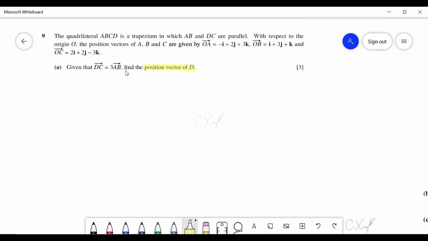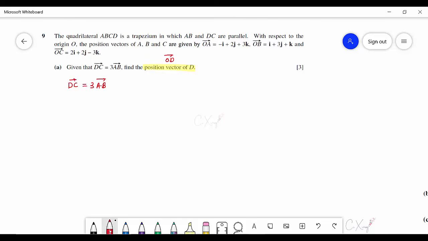Okay, so I think this is not a very complicated question. We will start from the information given by the question itself. DC equals 3AB. By applying some simple operations, you should be able to get the position vector of D. For your information, the position vector of D will be OD, so the symbol will be OD.